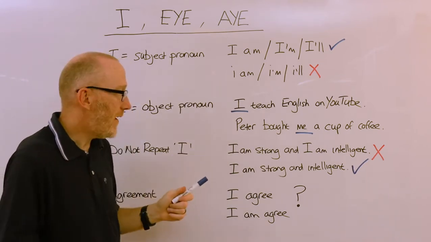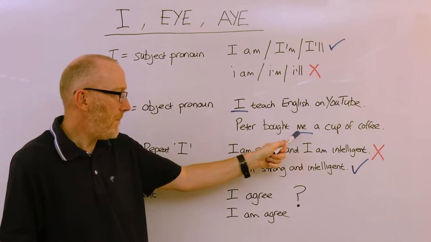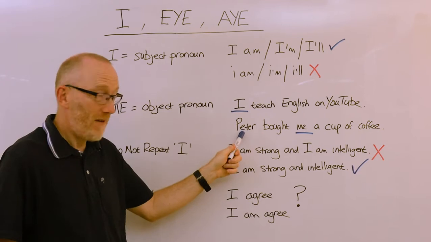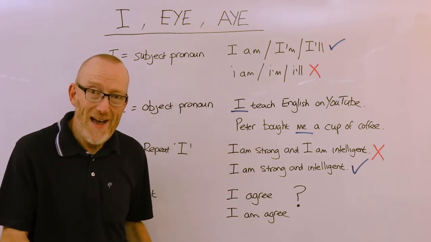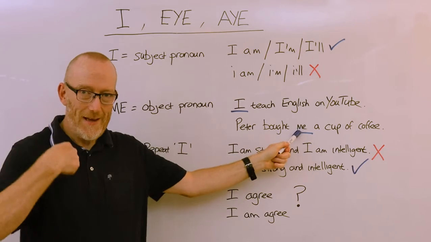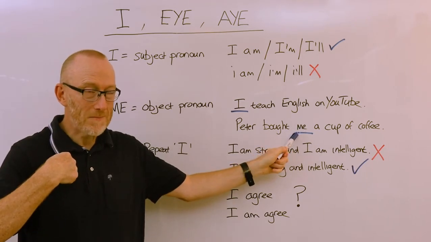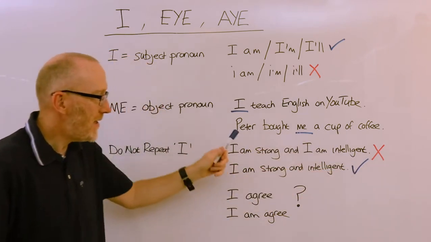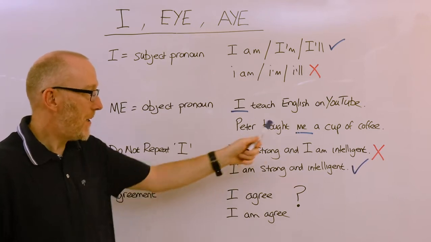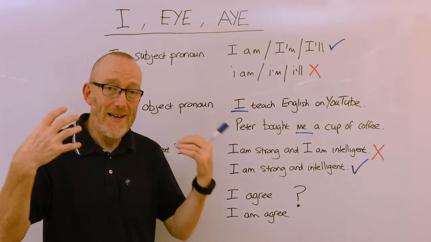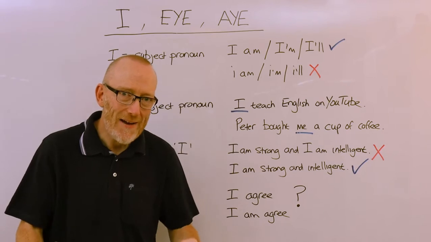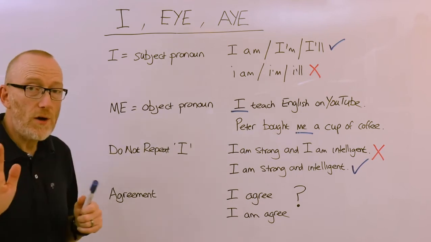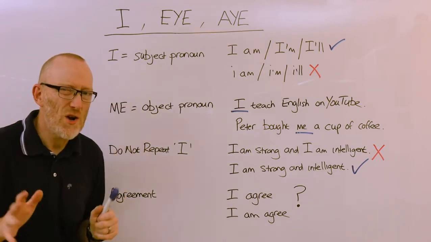Let's take a look at the second sentence. Peter bought me a cup of coffee. The subject of that sentence is Peter. The object of that sentence is me. Okay? Peter bought me a cup of coffee. So that's the difference. I is always the subject. Me is when you require to identify yourself as an object of a sentence, not a subject of a sentence. Yeah? So a lot of you guys do mistake I and me. So try not to. Okay?